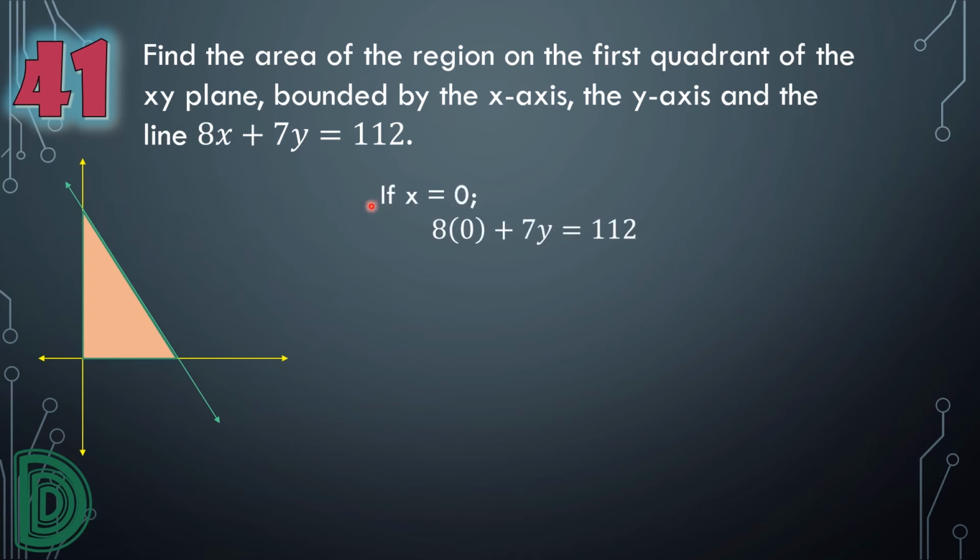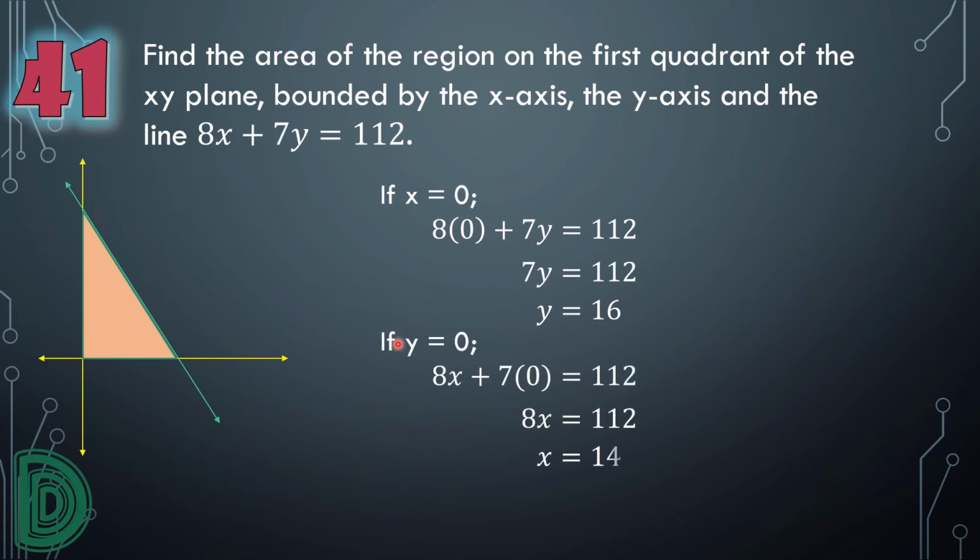So if x equals 0, y is equal to 16. And if y is equal to 0, we will get x is equal to 14. Therefore, the base of the triangle is 14 and the height is 16 units. So the area is 16 times 14 divided by 2. That will be 112 square units.